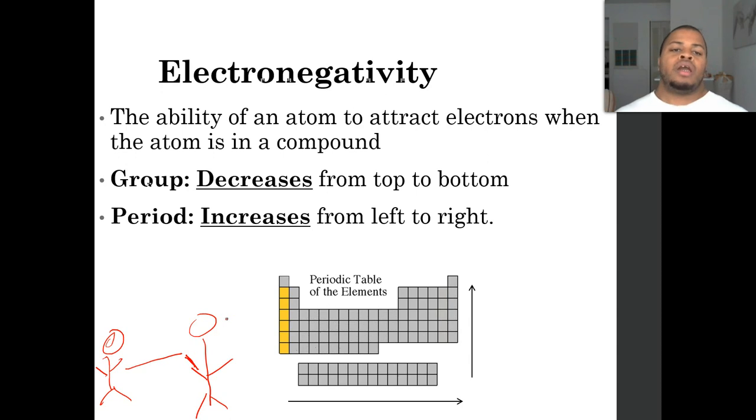Now, our trend within the group is that it's going to decrease as it goes from top to bottom. So the lower it gets, the less pull that it's going to have. Whereas within the period, as we go left to right, it's actually going to increase. So these are, again, some of the trends that we're going to look at, and we're going to dive a little bit more into as we go into class.